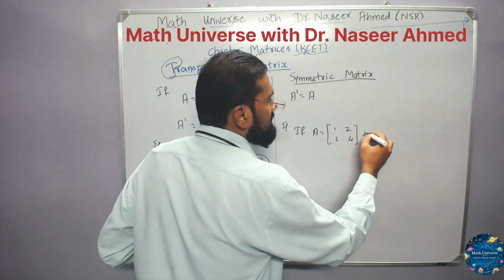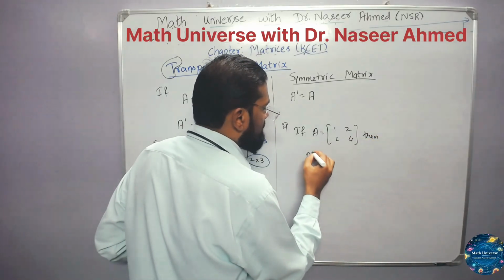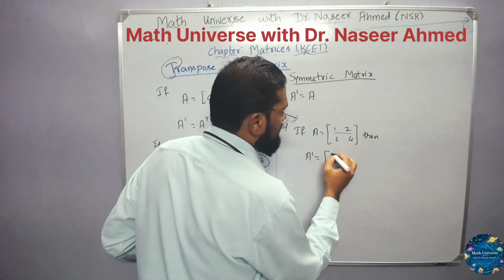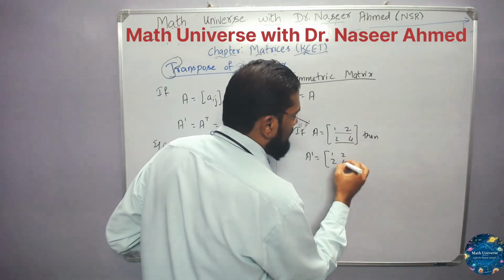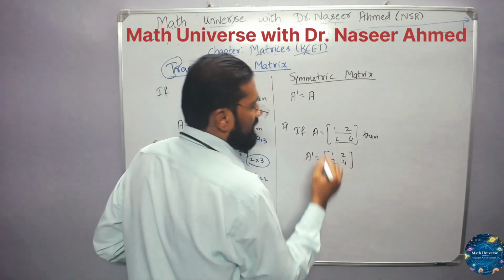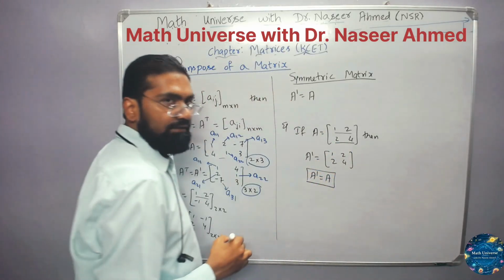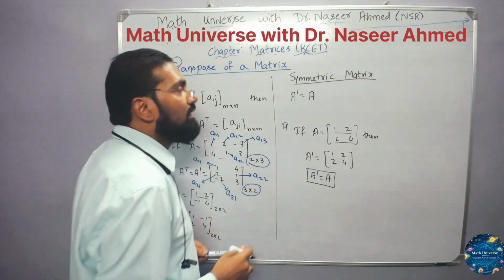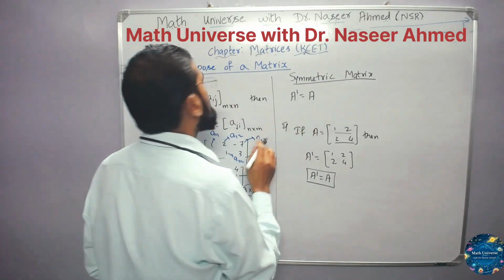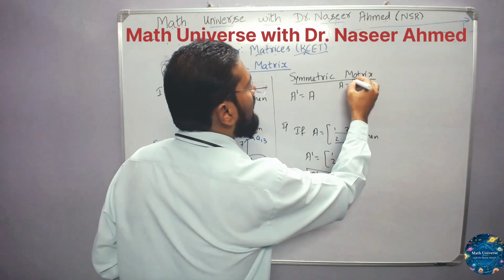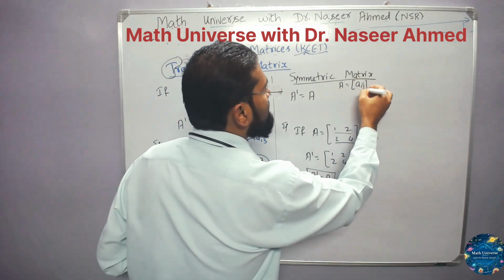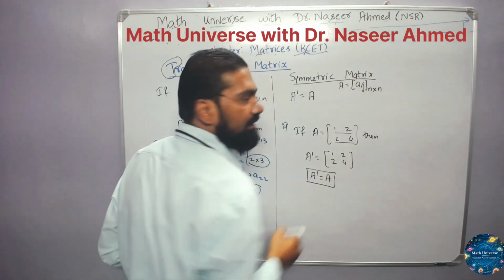Then what is the transpose of this? If I take the transpose of this, I'm going to have this: the first row will change to first column, second row will change to second column. This is same as this, nothing but A. So A transpose is equal to A, and it should be a square matrix. Now here, understand still better. If I say matrix A is taken as aij, and let us specify here it should be a square matrix, so n by n.